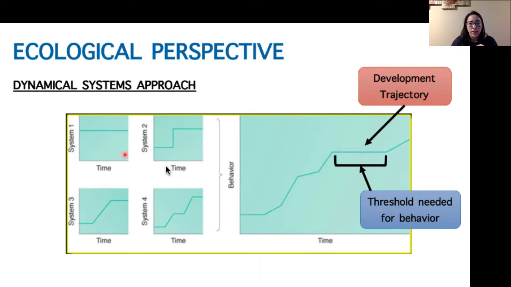So let's say that the behavior we're interested in looking at is walking. Okay, we would need to be able to take in information from our environment and sense and perceive information from our environment. We might need some reflexes in order to build movement or activation patterns within our muscles, like the stepping reflex, which we'll talk about next week. So that's a fundamental system that has to be at some level of maturity to meet this threshold.